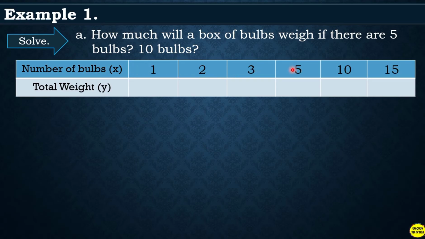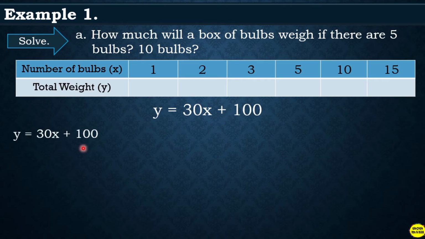Okay? So, ito meron tayong different values of x. Okay? And then, para makuha natin yung y, gagamitin natin yung equation natin na y equals 30x plus 100. Okay, so yun ang gagamitin natin. So, ito yung total weight, makukuha natin siya pag tinimes natin yung bilang ng bulb doon sa 30 kasi yun ang weight niya per bulb. Plus 100, which is the weight of the box, yung pinaglalagyan. Kasi ang pinapahanap sa atin, yung weight ng box na may lamang bulbs. So, yung buo na siya.